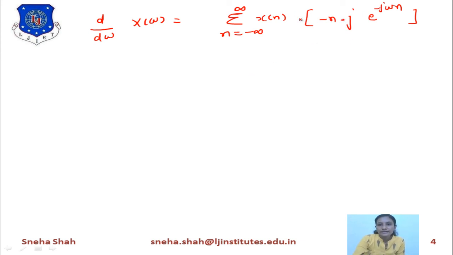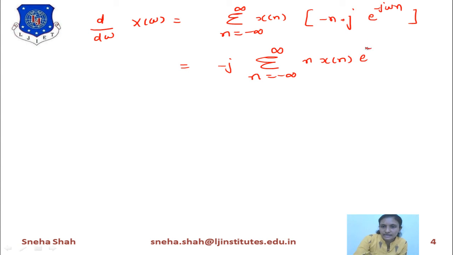Now you can simplify this term by rearranging: all the minus j will come over here, summation n equals minus infinity to infinity n into x of n. This term will remain as it is, e raised to minus j omega n. Now we will multiply this term by j on both sides. So the next step is multiply by j on both the sides.